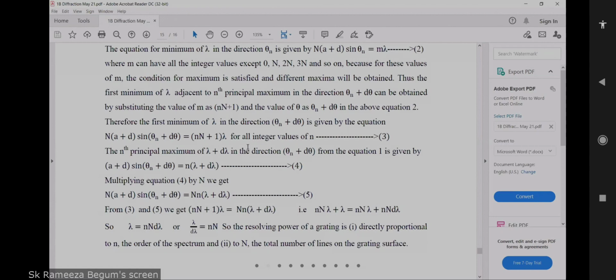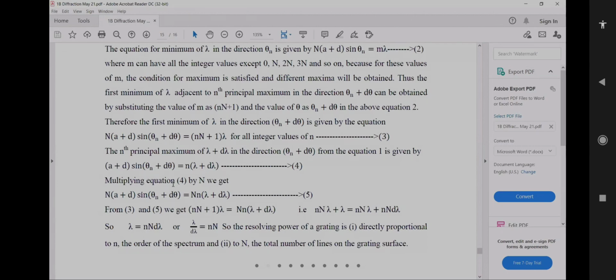Okay, so for all integer values of n, n is equal to 1, 2, 3 and so on. That means n is equal to 1 is first order, n is equal to 2 is second order, n is equal to 3 is third order, like that. Okay, then the nth principal maximum of lambda plus d lambda in the direction theta n plus d theta, from equation 1, is given by a plus d sin theta n plus d theta is equal to n into lambda plus d lambda.